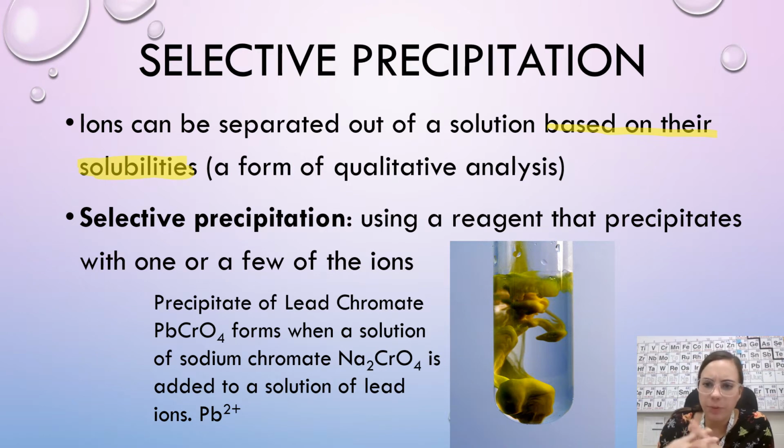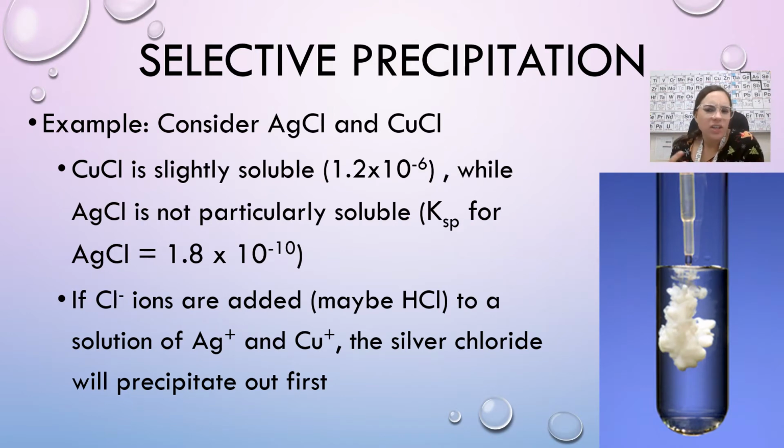So this example that's here, we've got lead chromate that formed when we had lead 2+ in solution. We put in some sodium chromate, and when the chromate and lead combine, they make that solid. So how do we take advantage of the solubilities? Well, we've already learned in this unit that the smaller the KSP, the less soluble something is, and the more likely or the quicker it's going to precipitate out.